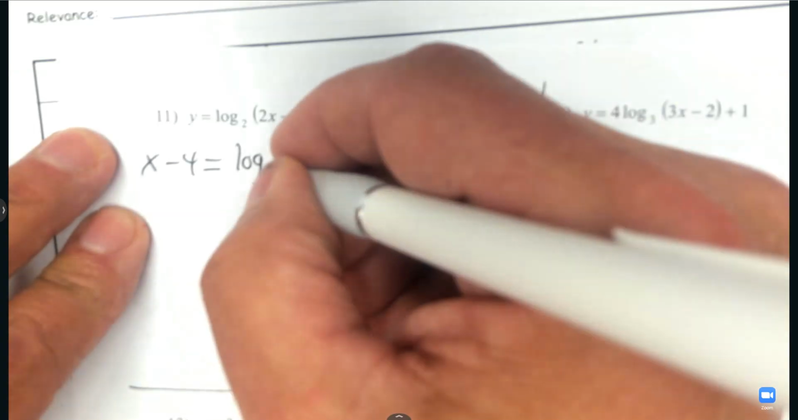So I'm going to subtract 4 to begin with. Move that over here. Now the logarithm is isolated. What's inside the logarithm is 2y subtract 1. The base is 2, and the exponent is x minus 4.